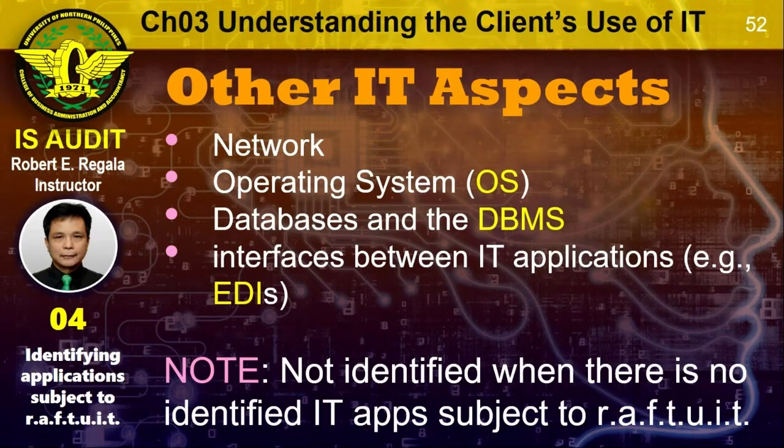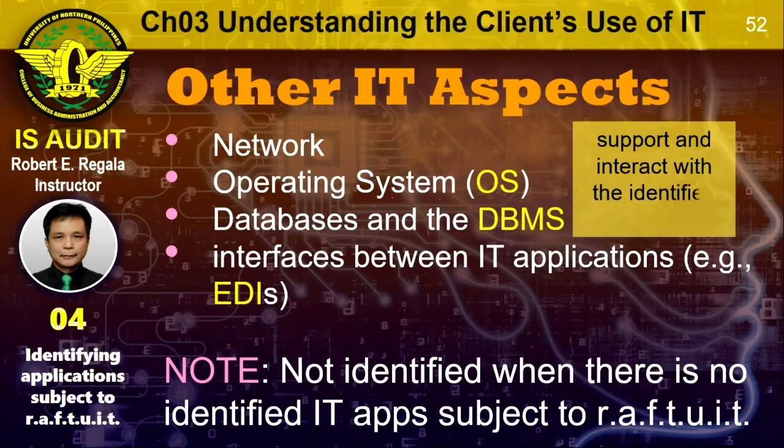When the auditor has identified IT applications that are subject to risks arising from IT, other aspects of the IT environment, for example, the database, the operating system, and the network, are likely to be identified because such aspects support and interact with the identified IT applications. These other IT aspects, their nature, their audit objectives, as well as their applicable audit procedures to test their controls will be discussed in another chapter.